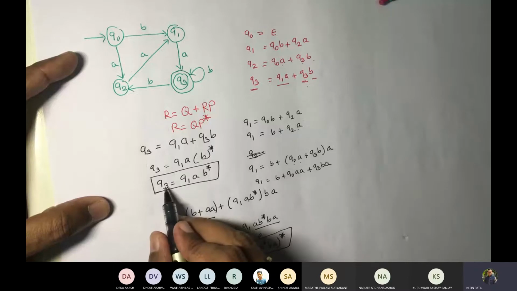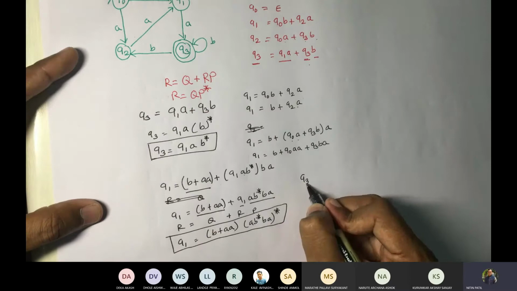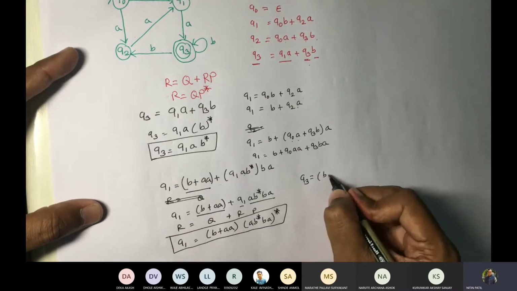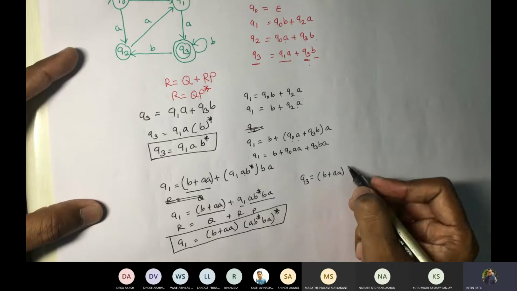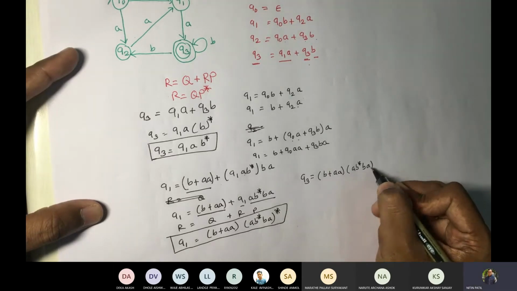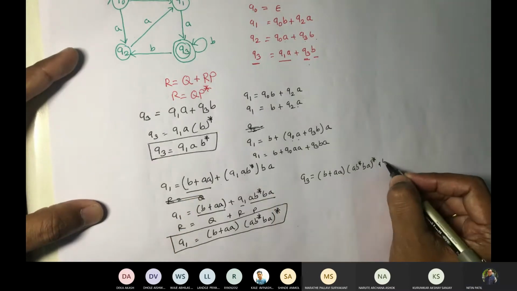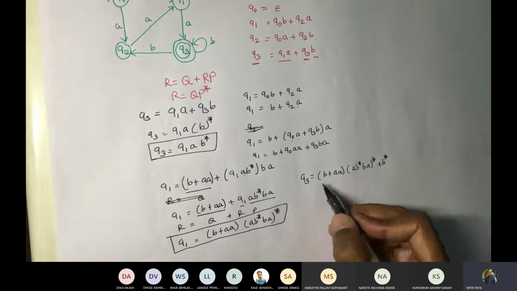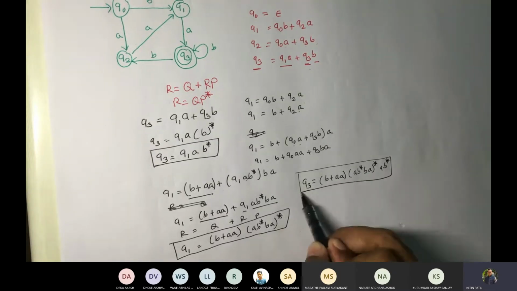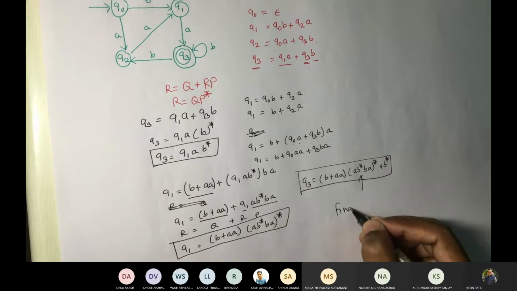Now we will put this as Q3 is our final state. Q3 is our final state. So we will write the equation for Q3. Q3 is Q1. So we will write this Q1 B plus AA AB star BA star and then the remaining AB star. Now there is no state name included and as Q3 is final, we'll say that this is our final regular expression. So this would be your final solution.